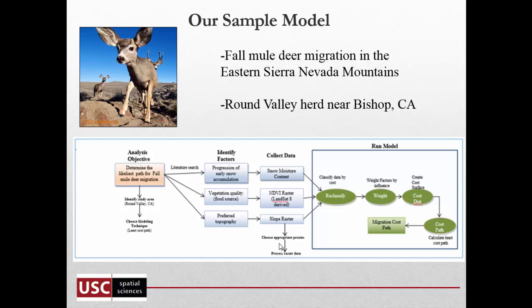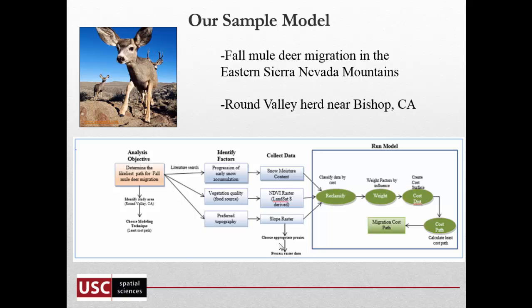The sample model for this lesson investigates the fall migration patterns, the most likely paths of mule deer in and around Round Valley, California. Specifically, we chose this topic because it's simple, one, and two, it clearly suits least cost path analysis. Deer are free to go wherever they like, but they need to get to their wintering grounds during the fall to survive the winter. This particular herd has been highly studied, so there's an abundance of literature on the subject, and it caters very well to the tools available in ArcGIS.